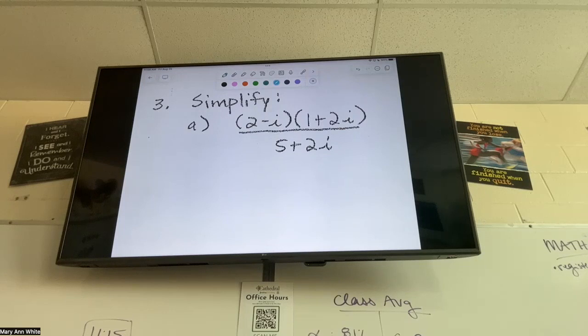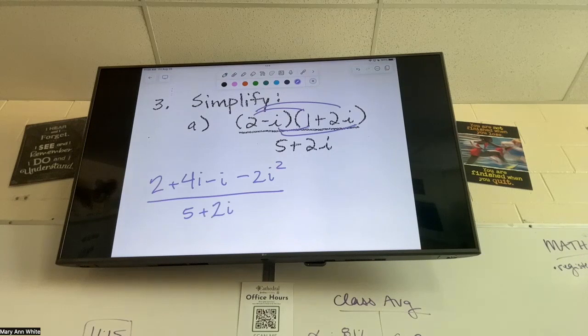So on this first one, before I deal with that conjugate, I am going to distribute, or I'm going to FOIL this out. I'm going to do my numerator, try to get that simplified. So I get 2 plus 4i minus i minus 2i squared, all over 5 plus 2i.